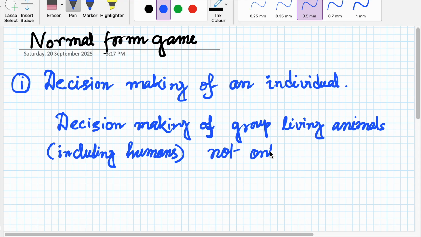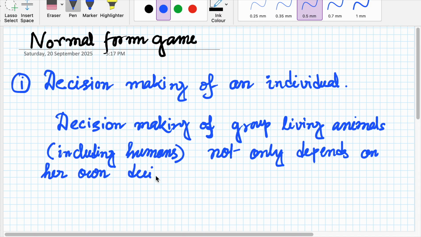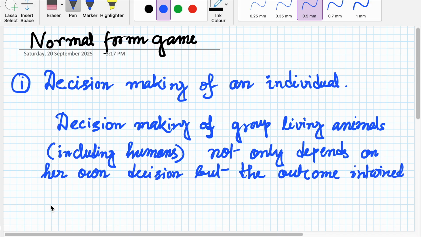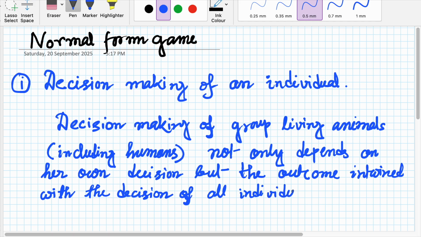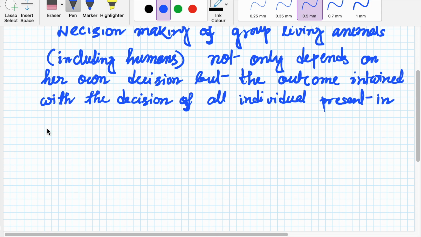So decision making of group living animals, including humans, not only depends on our own decision, but the outcome is intertwined with the decision of all individuals present in the situation.